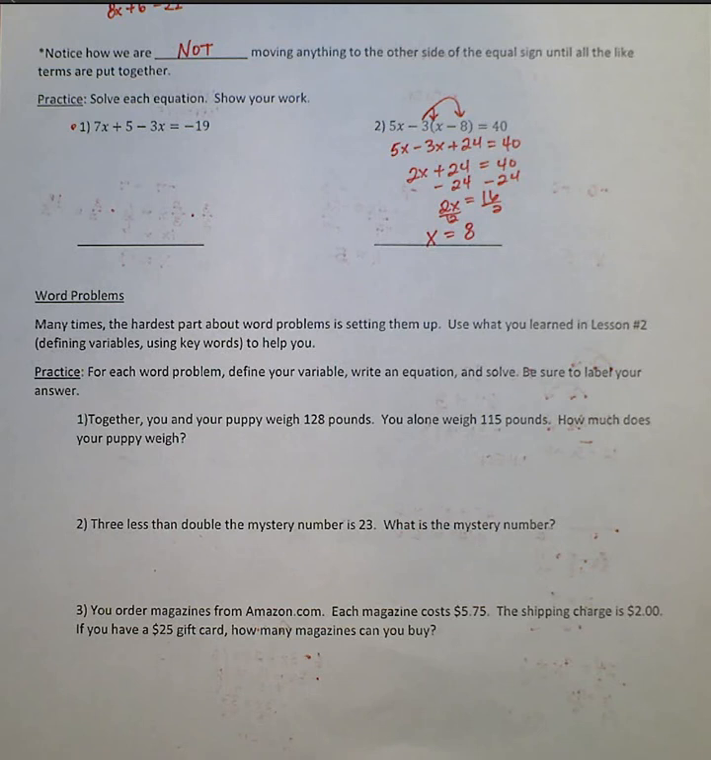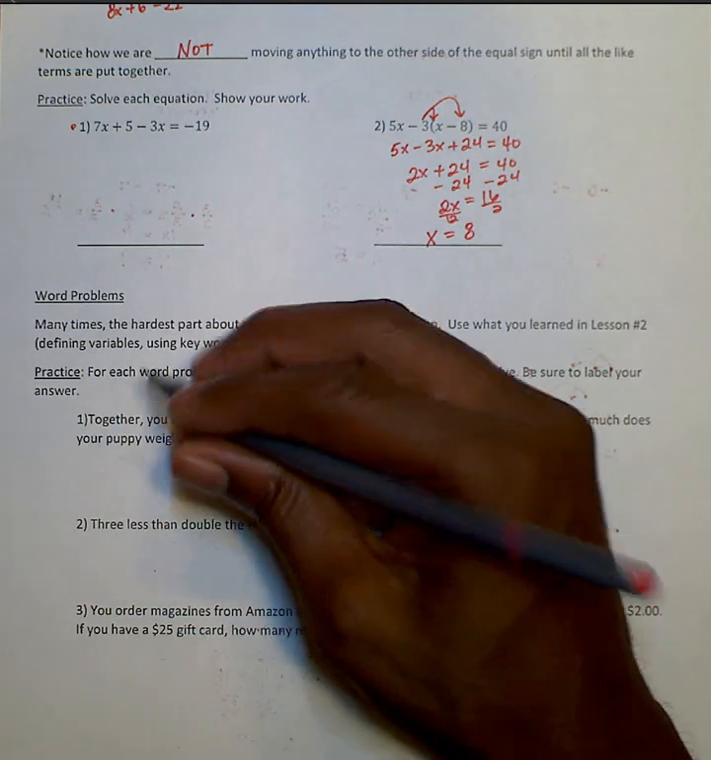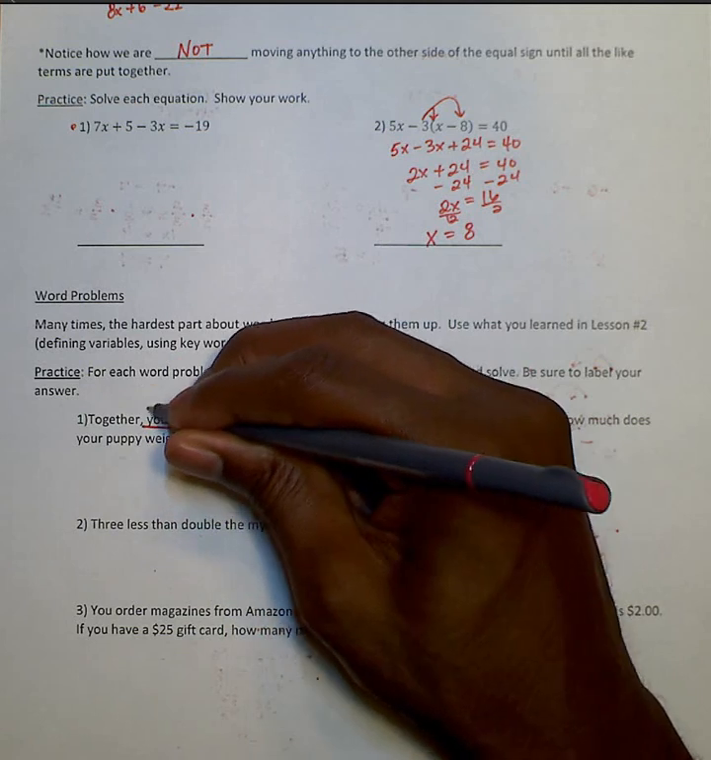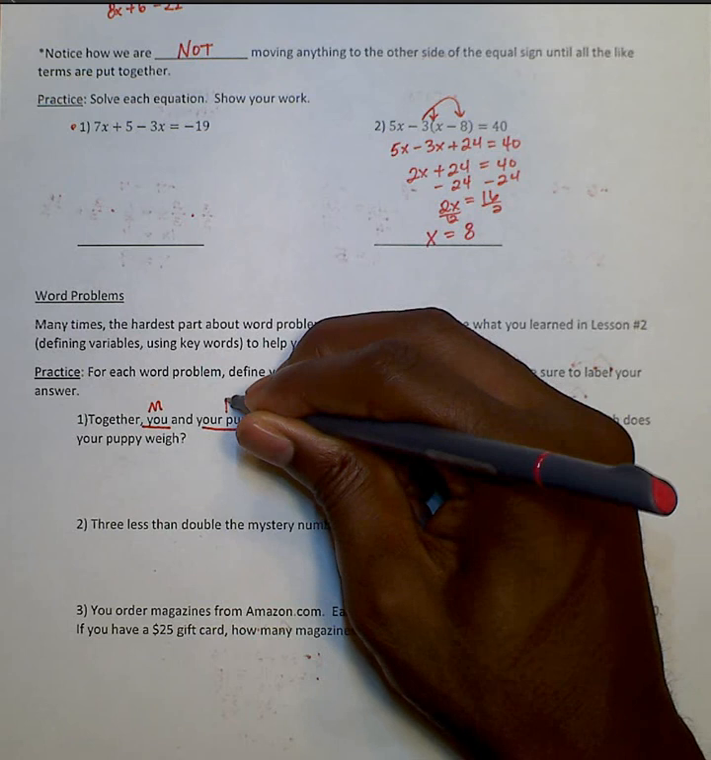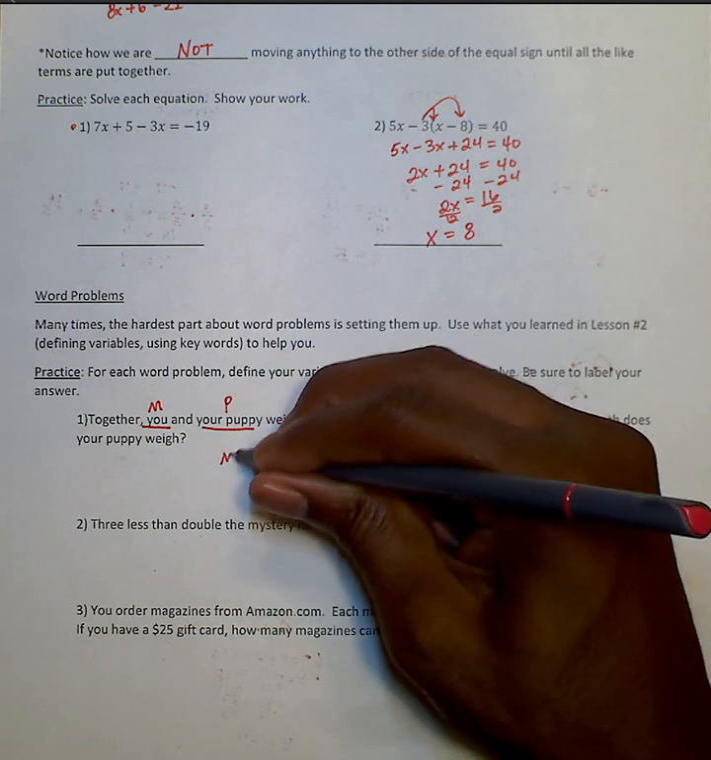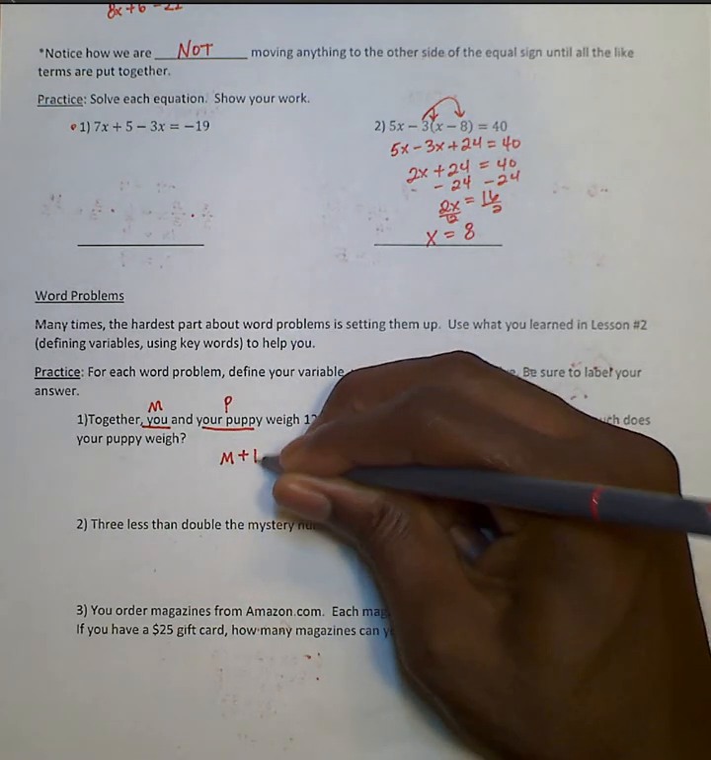Okay, so number one, it says together you and your puppy weigh 128 pounds. You alone weigh 115 pounds. How much does your puppy weigh? So here it goes. Me and my puppy. M plus P equals 128 pounds.